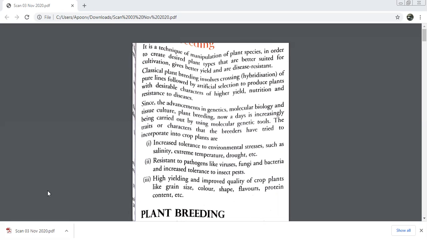Now, how can you do this? There are three steps. First, increase tolerance to environmental stress. Environmental stress means it could be salinity, that is the amount of salt present. It could be extreme temperatures. Extreme temperature means very high or very low temperatures. Second is resistance to pathogens like viruses, fungus, and bacteria. And the third is high yielding and improved quality of crop plants. High yielding crop plants could be the size of the grains, the color of the grain, the shape of the flowers, or it could be the protein content as well. So this is in general what is breeding.